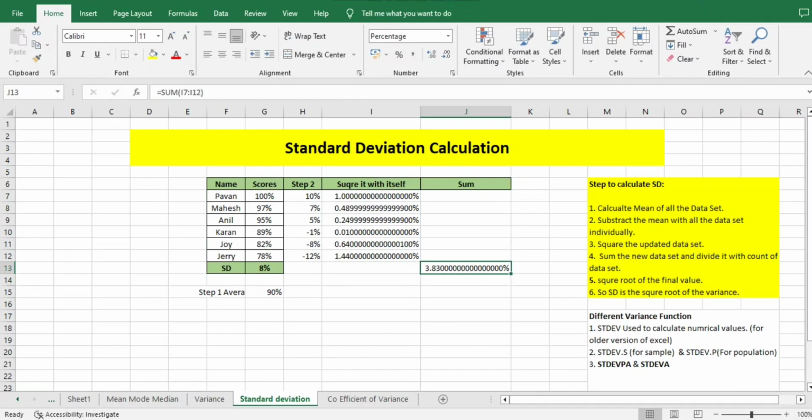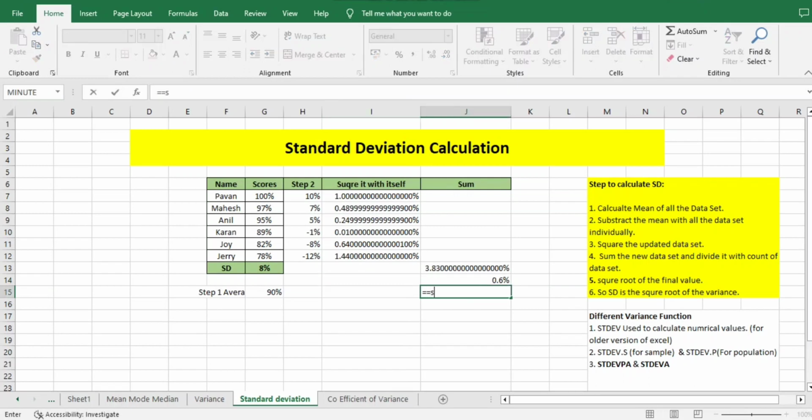Now it is telling us that after doing this sum we will divide it by the data set count, that is 6 data points we have. So we got this number 0.06. I will convert this into percentage. Now I will do the square root of it. Okay, I have done this. Now let's do the percentage. I got it. Yes, we have done this.